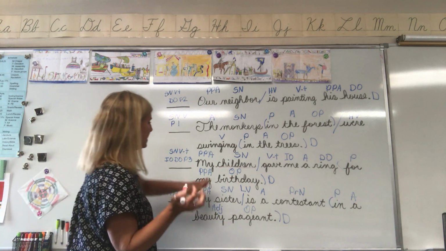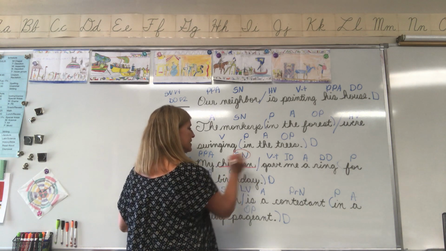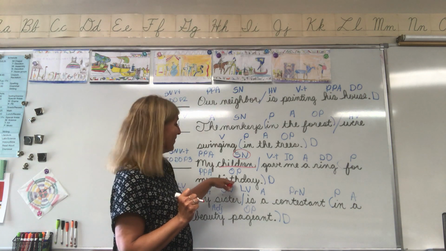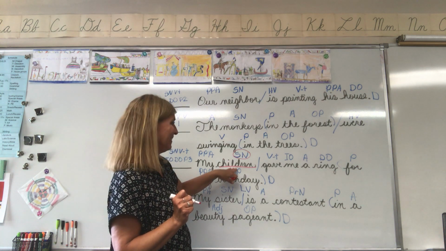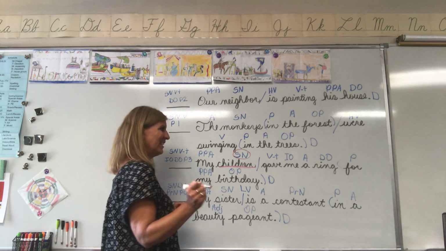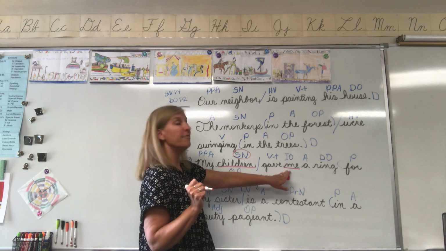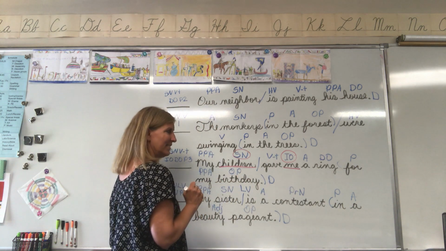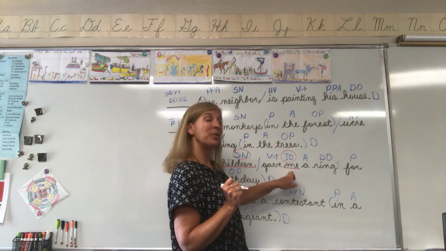What is the job of children? It is the subject noun. Is it singular or plural? Plural. And is it common or proper? It is common. Find the next noun or pronoun. We have me. What is the job of me? It is an indirect object. Is it singular or plural? It is singular. Common or proper?